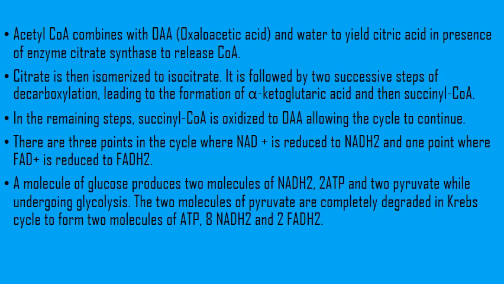reduced to FADH2. A molecule of glucose produces 2 molecules of NADH2, 2 ATP and 2 pyruvate while undergoing glycolysis. The 2 molecules of pyruvate are completely degraded in Krebs cycle to form 2 molecules of ATP, 8 NADH2 and 2 molecules of FADH2.